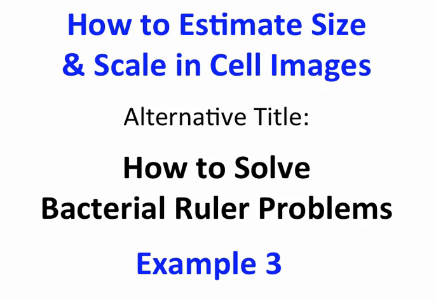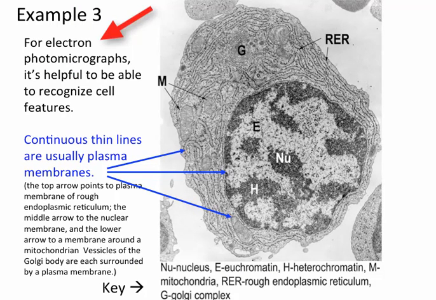Now we want to switch to a different type of image. These are electron photomicrographs. Electron photomicrographs have more detail, which allows us to see smaller and detailed things, but you have to start learning what they look like. If you look at the key at the bottom, Nu is the nucleus, E is euchromatin, genetic material, and heterochromatin, genetic material in another form.